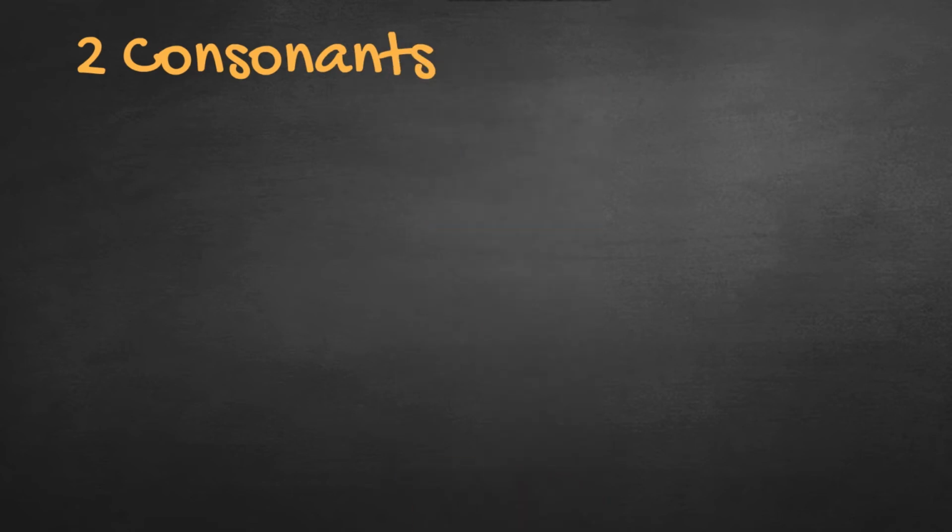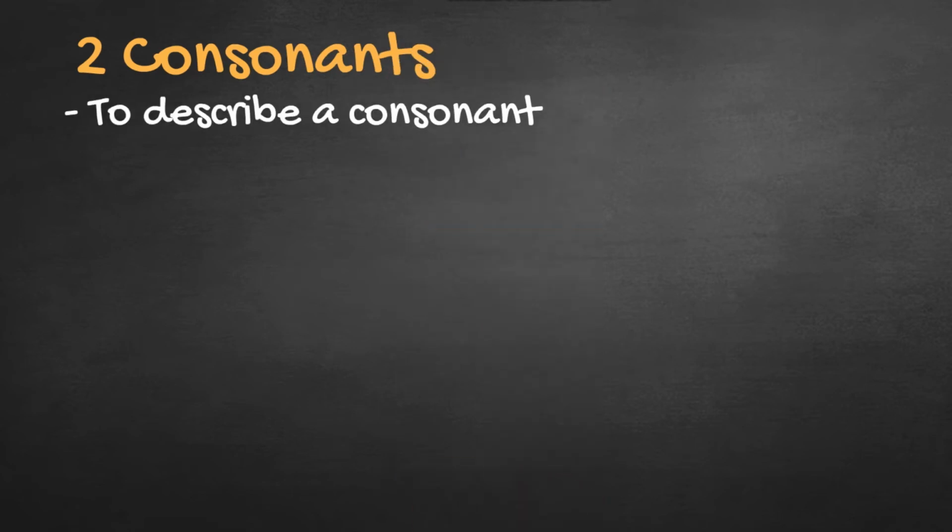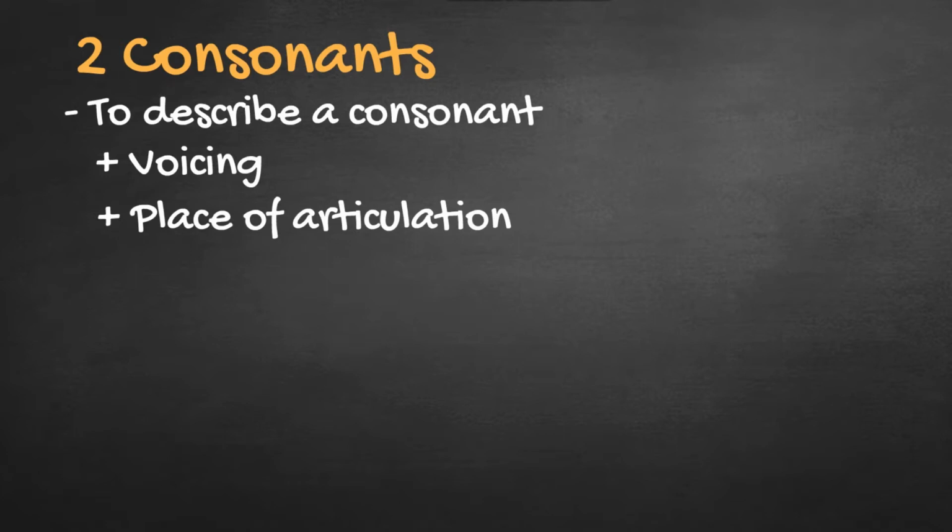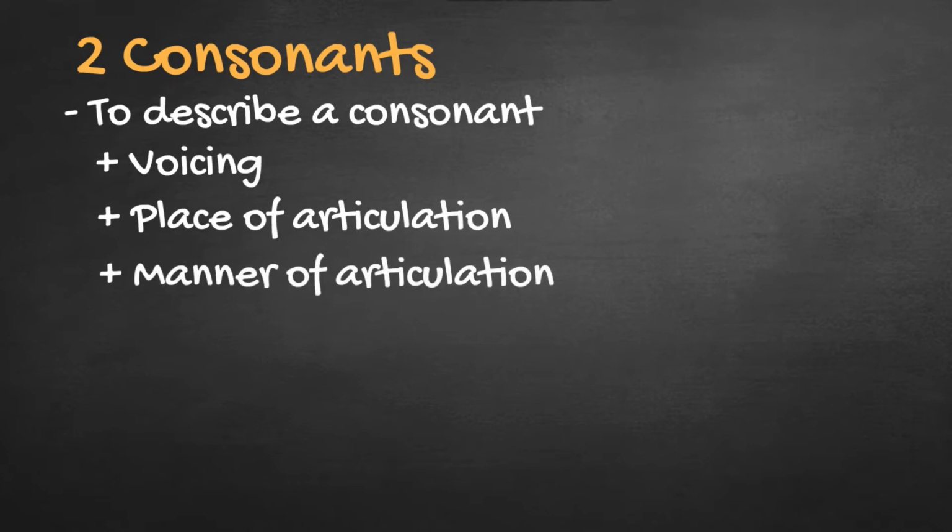today. So, first we'll talk about consonants, and there are three aspects to describe consonants exactly. First is voiced or voiceless, called voicing. Second is place of articulation, and the last aspect is manner of articulation.